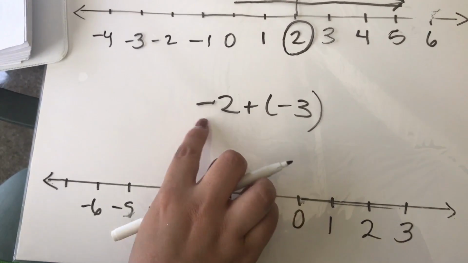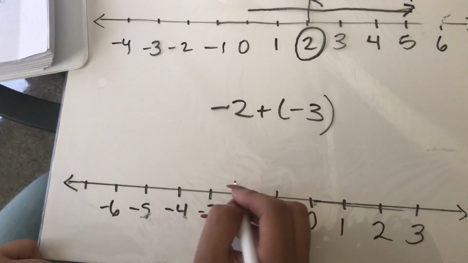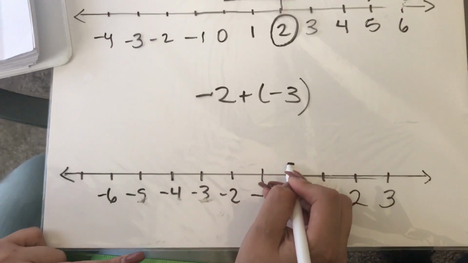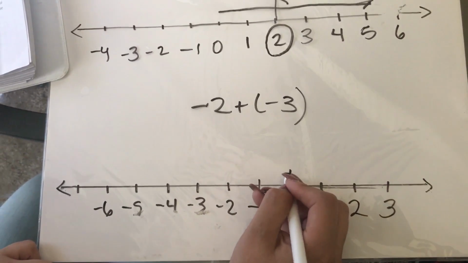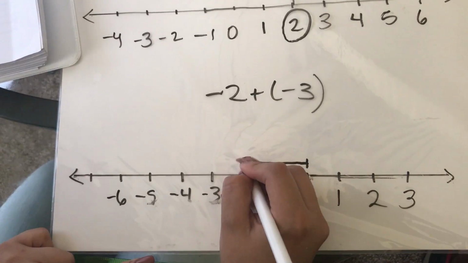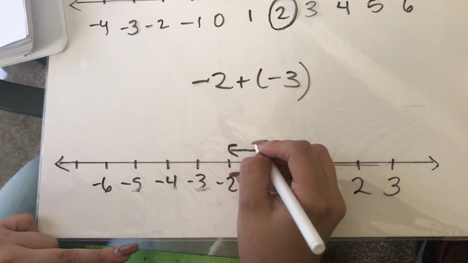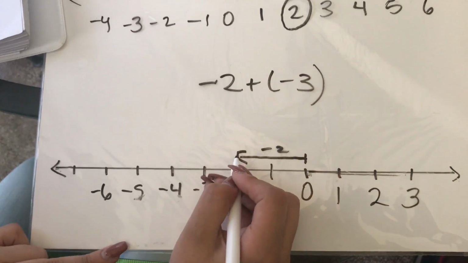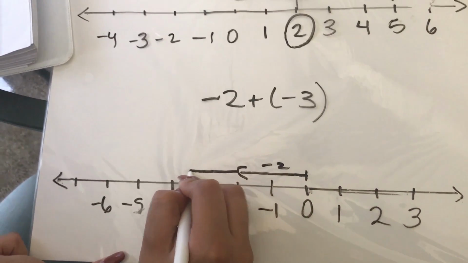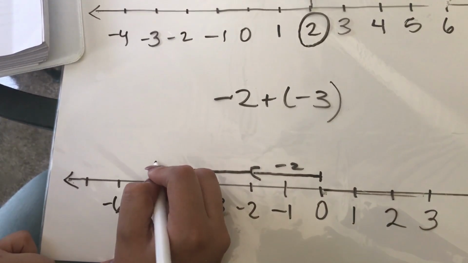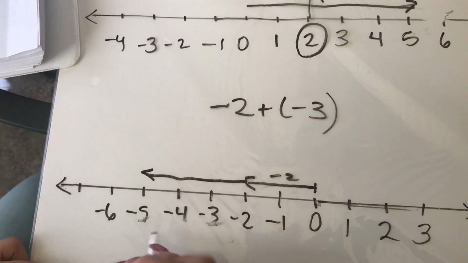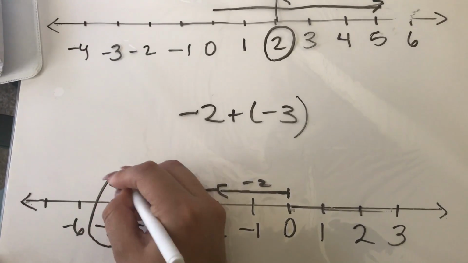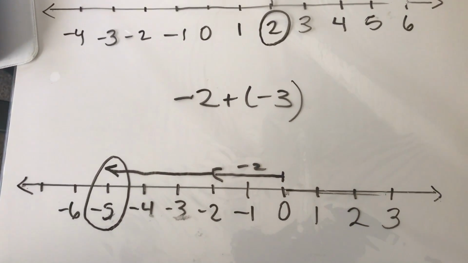Since this one is going into negatives, we're going to go to the left this time instead of to the right. So we're going to go -2. We start the tail at 0 and go to the left, and since it's a negative number, the arrow is going to the left also. That's -2. Plus, we're going to go another -3, so we go to the left 3 more spots. 1, 2, 3. And the arrow goes that way as well. Since it stopped at -5, that is our answer for that one.